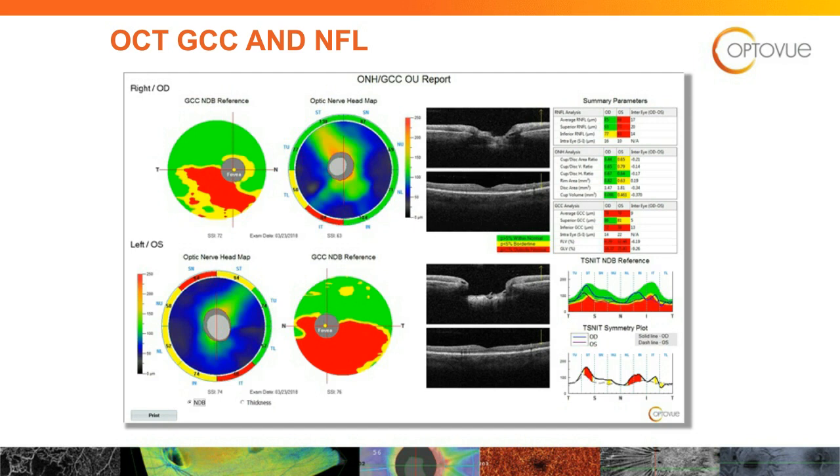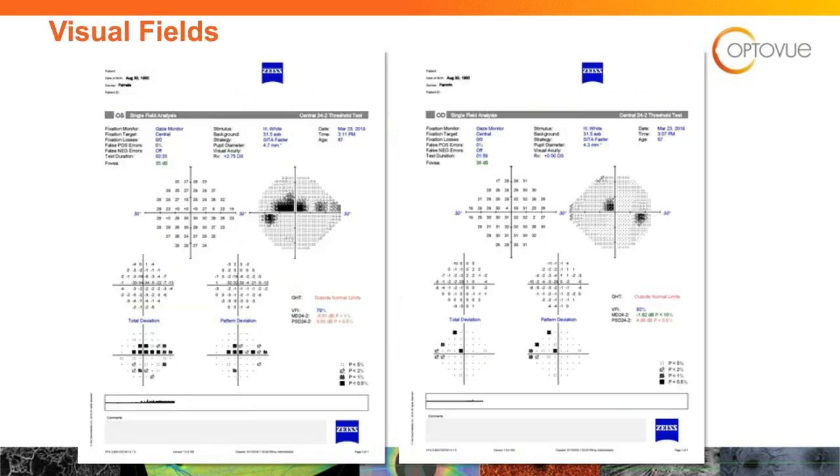And we can see here, by looking at this traditional optic nerve head, nerve fiber layer, GCC report, that the glaucoma is definitely worse in the left eye than the right eye. Visual field, again, shows that the left eye is more advanced. We could see that the visual field defect is a nice little superior arcuate, kind of matching that inferior GCC and nerve fiber layer loss.